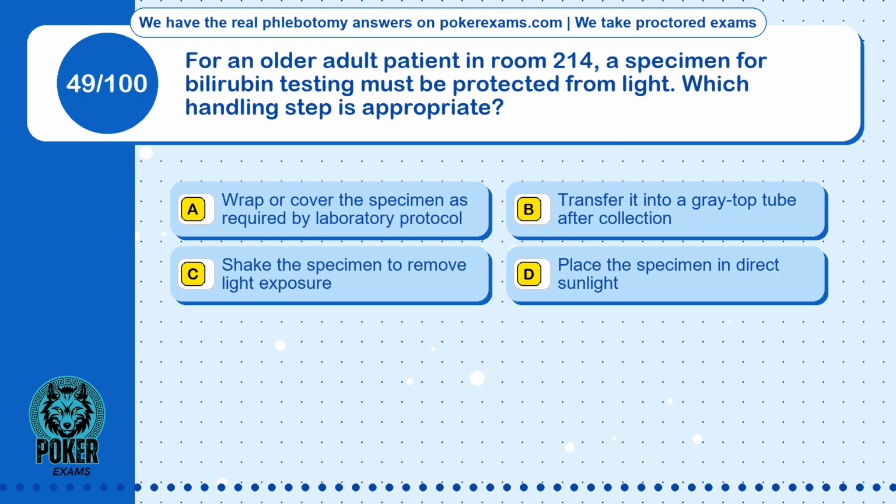Question 49. For an older adult patient in room 214, a specimen for bilirubin testing must be protected from light. Which handling step is appropriate? Option A, wrap or cover the specimen as required by laboratory protocol. Option B, transfer it into a gray top tube after collection. Option C, shake the specimen to remove light exposure. Option D, place the specimen in direct sunlight.